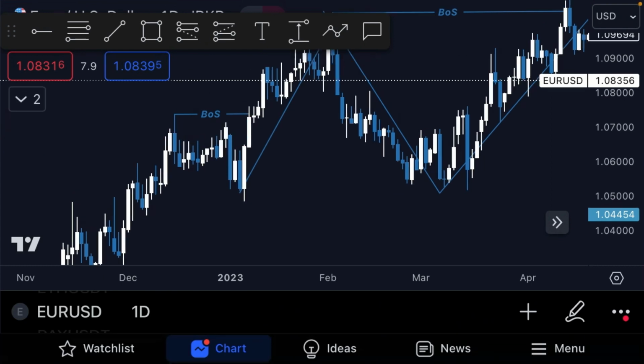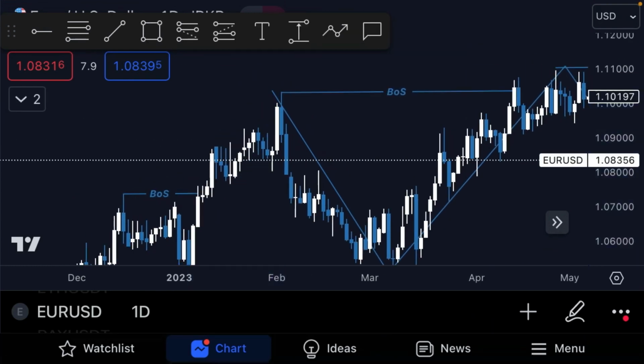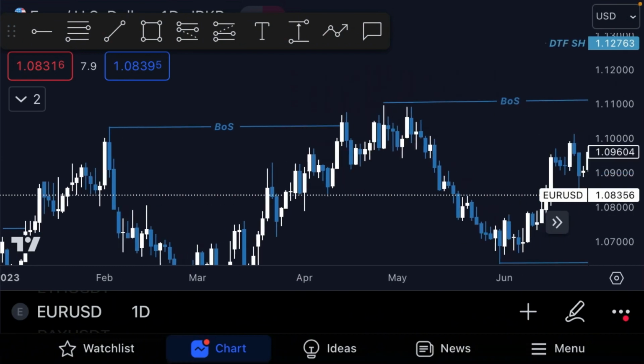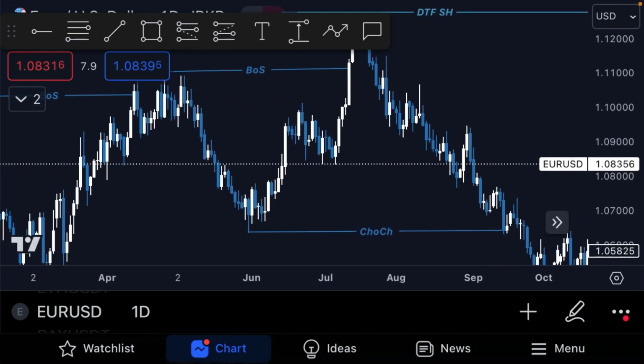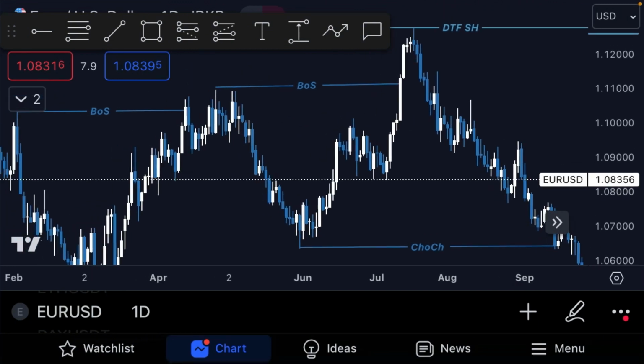This is how the recent area looks. Then the next thing you want to understand after doing this is very simple. You need to go to a lower time frame, because most of us are scalpers.